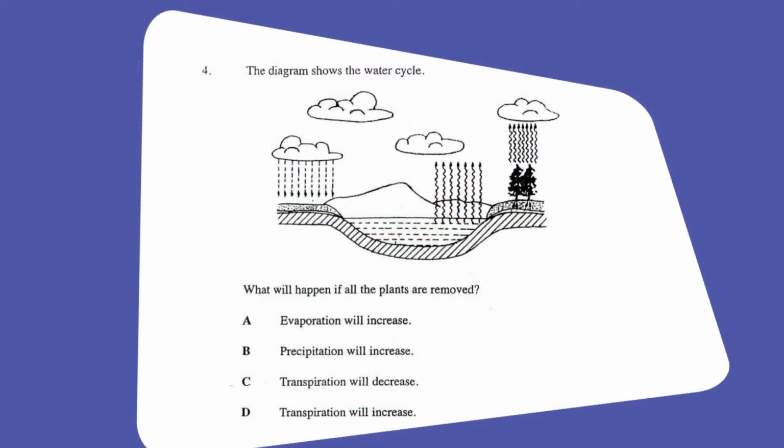If the plants are removed, we don't expect to see a significant change in evaporation or precipitation, but more of a change in the rate of transpiration or the amount of transpiration. So if the plants are removed, transpiration will decrease.